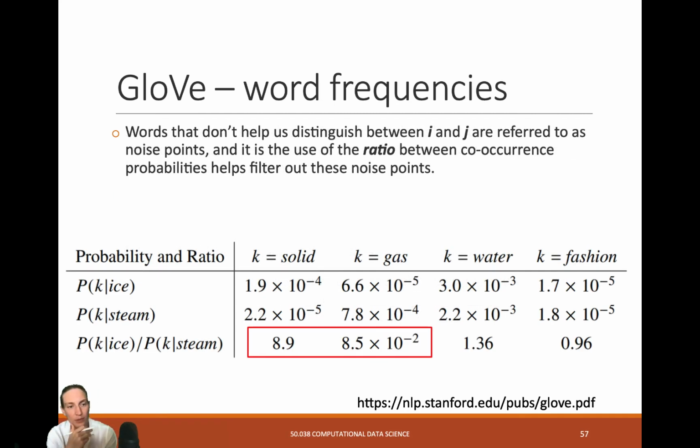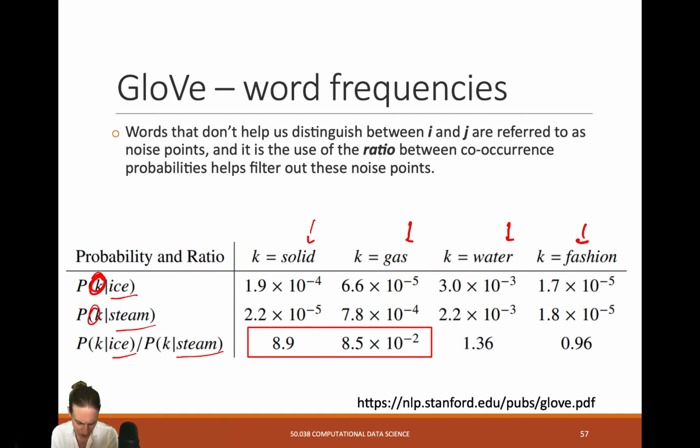Let's look at an example. So here we're interested in both ice and steam. We're looking at probe words k, and then we're looking at the final ratio which GloVe will be taking into account. So given that k is solid, gas, water, or fashion, okay, we can have a look.